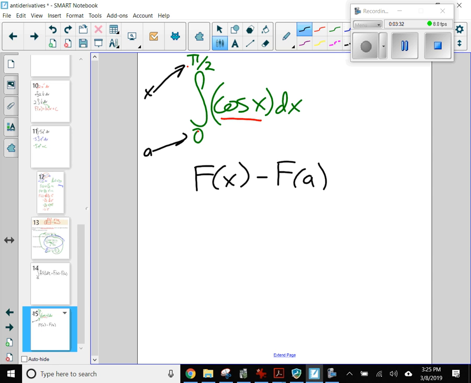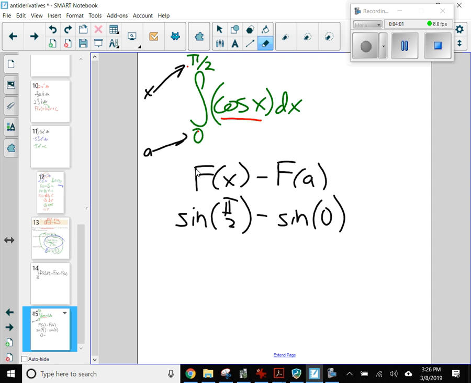Well, the antiderivative of cosine x, I think that's sine x, isn't it? So I would have sine of pi over 2 minus sine of 0. Well, sine of pi over 2 is 1. Sine of 0 is 0. The answer to this should be 1.